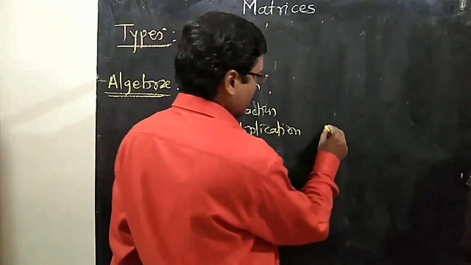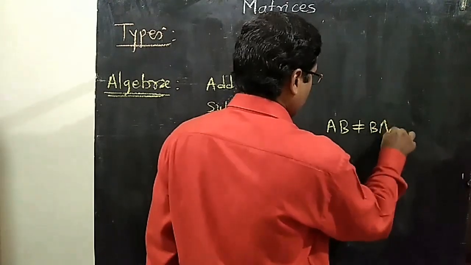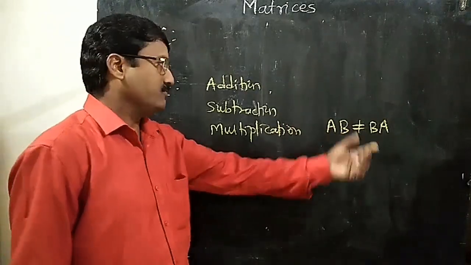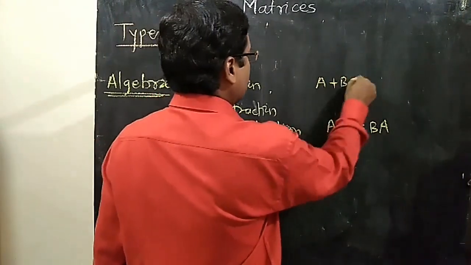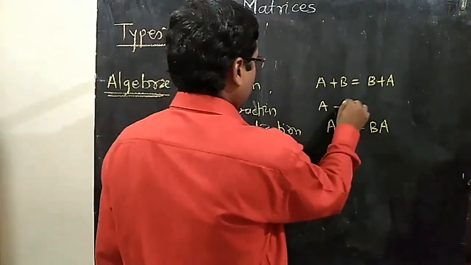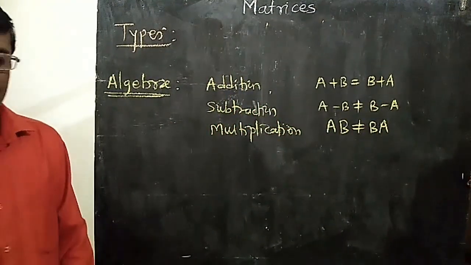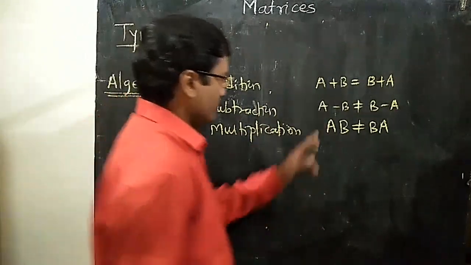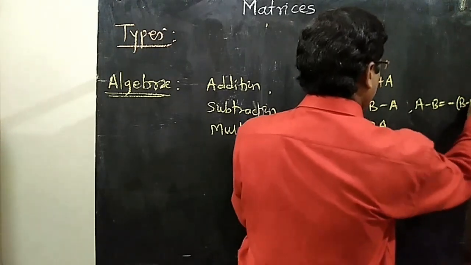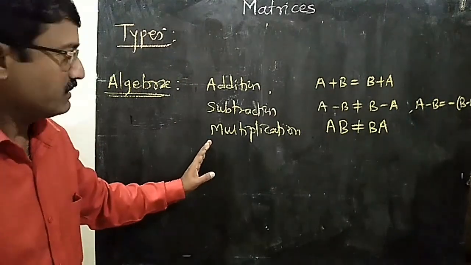And the main point to remember is that for the multiplication of two matrices, AB is not always equal to BA. Means matrix multiplication is not commutative, that we have studied. But addition is commutative and associative also. Subtraction is also not commutative because it will be the negative of that. But A minus B is equal to minus of (B minus A). So this is about the algebra of matrices that we have studied in 11th class.